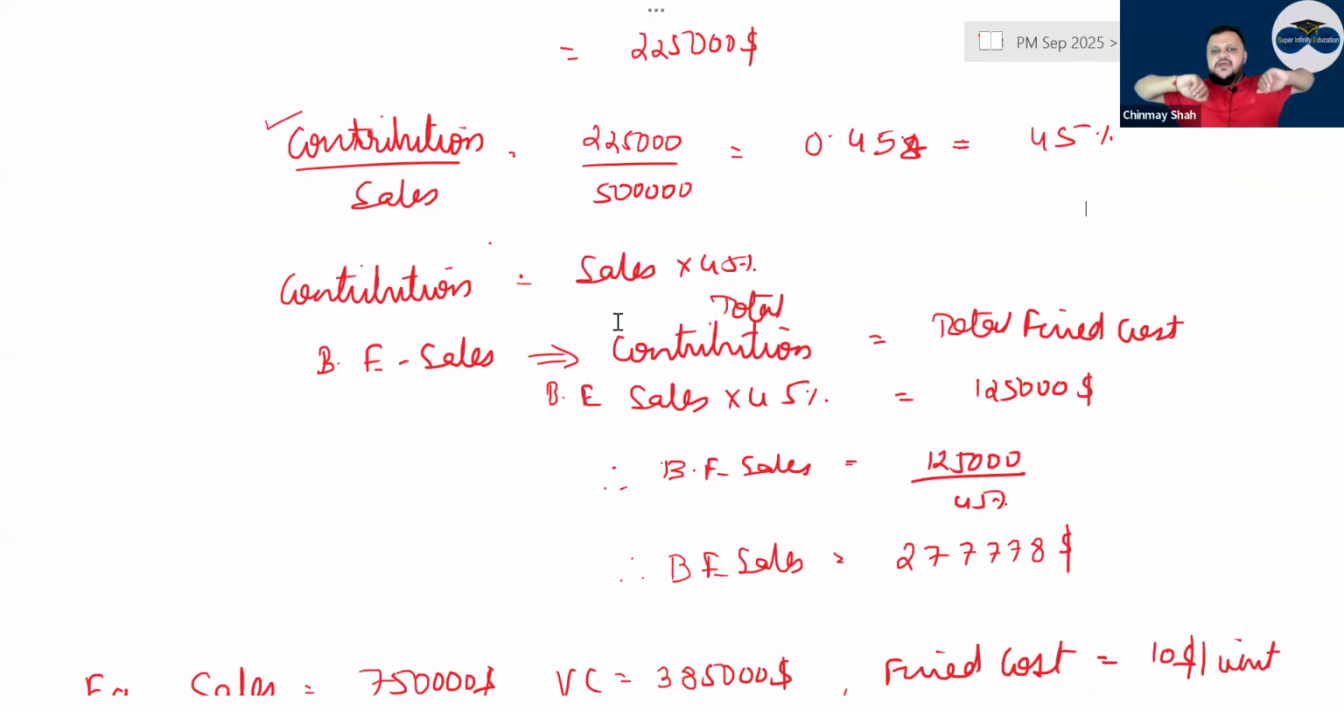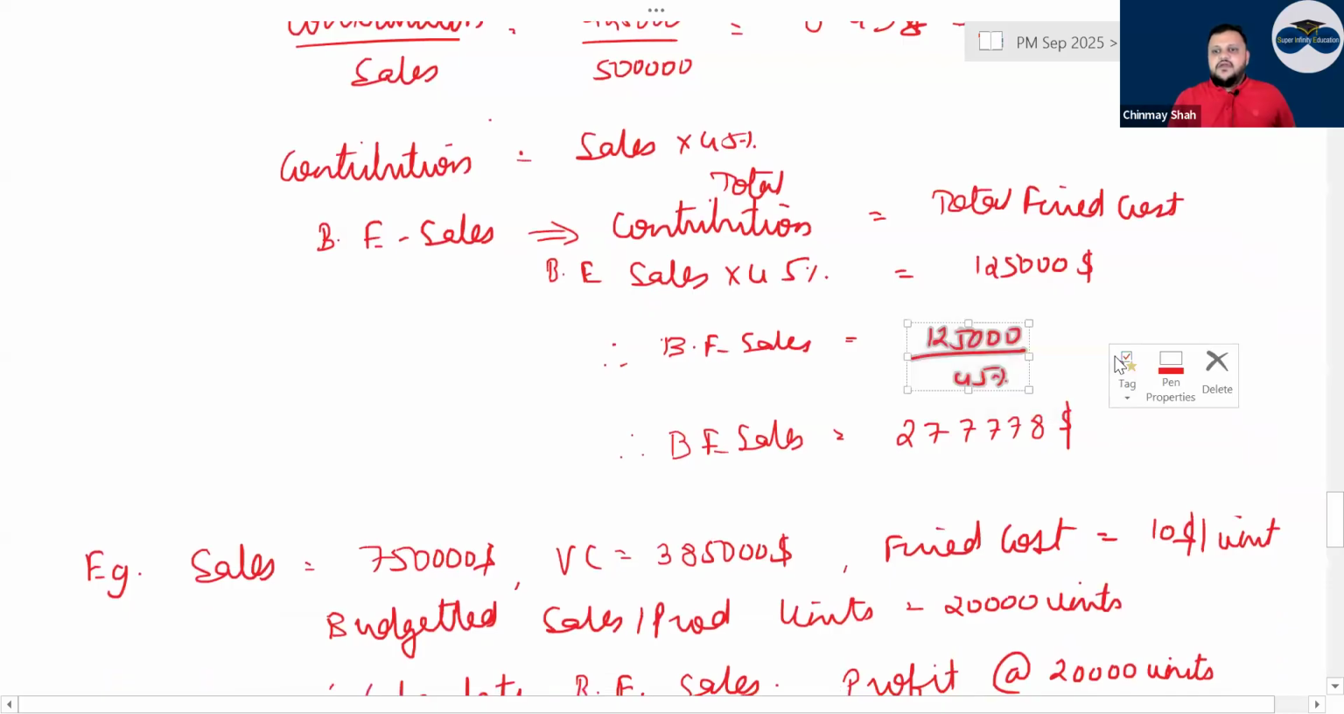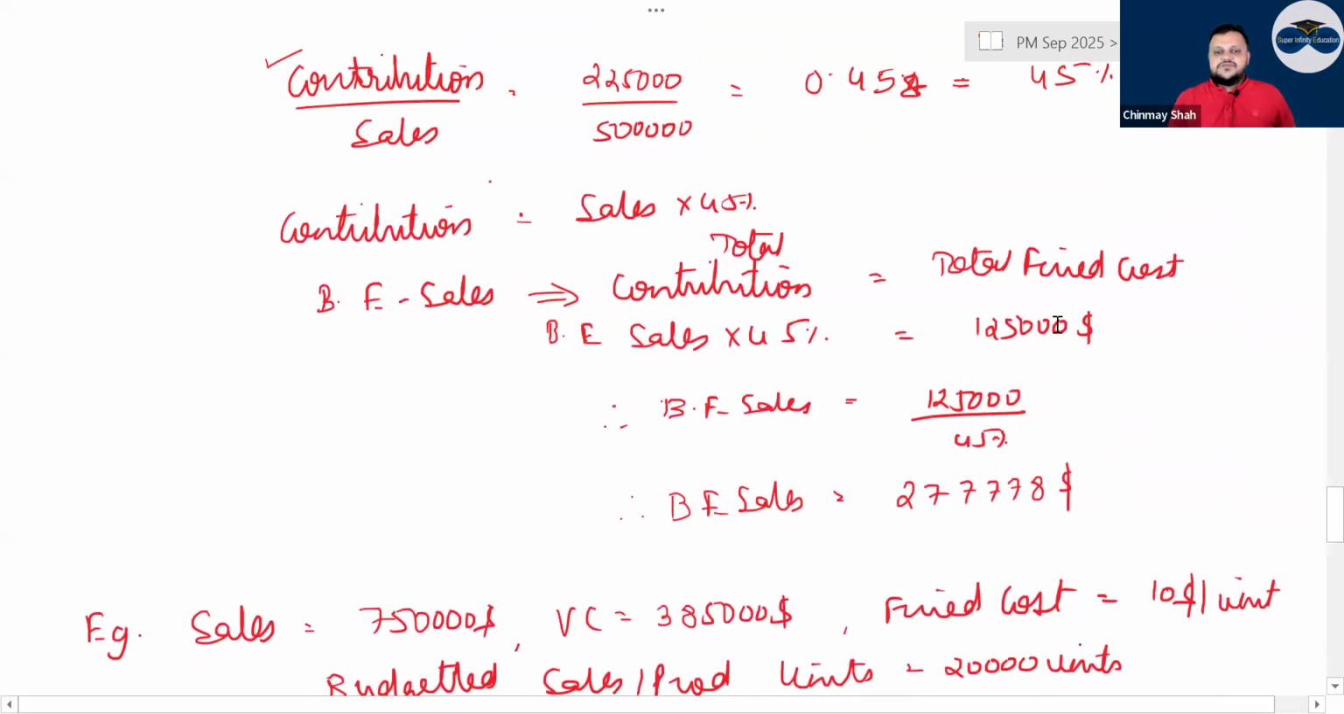And when you say total contribution is equal to, so sales that you have to find out, BEP sales into contribution by sales percentage gives you total fixed cost. Because you want at no profit, no loss, fixed cost to be equal to contribution. So BEP sales into 45% gives you 125,000, correct or not? So BEP sales is equal to what? 125,000 by 45%, or fixed cost divided by what? The contribution by sales ratio.